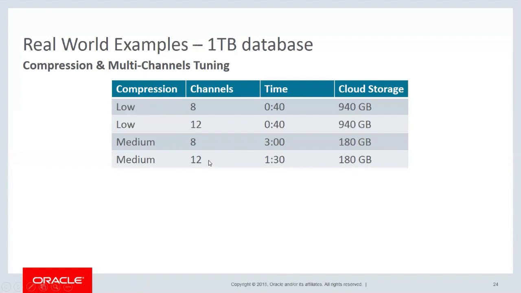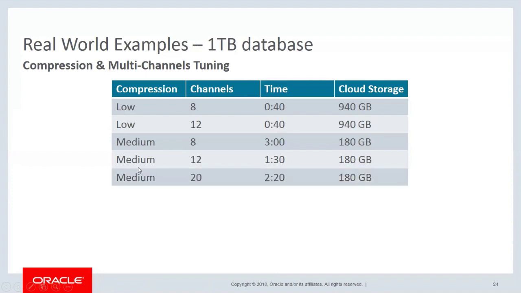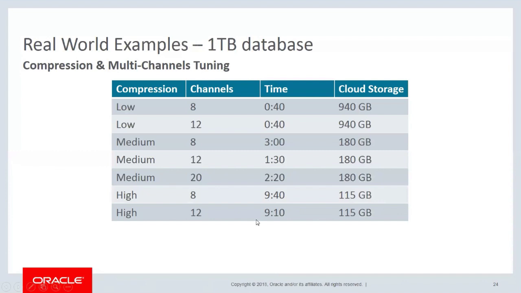Then they went to 12 channels, and as you can see, with low compression it didn't make any difference. With medium compression, the time went down to 1.5 hours. They went to 20 channels because they thought maybe with more channels they could go even faster, but it got worse: 2 hours and 20 minutes with 20 channels. And they tried high compression. As I mentioned, you get the space reduction, but look at the time, it went up to 9 hours. 12 channels, 9 hours and 10 minutes; 20 channels, 9 hours and 30 minutes.